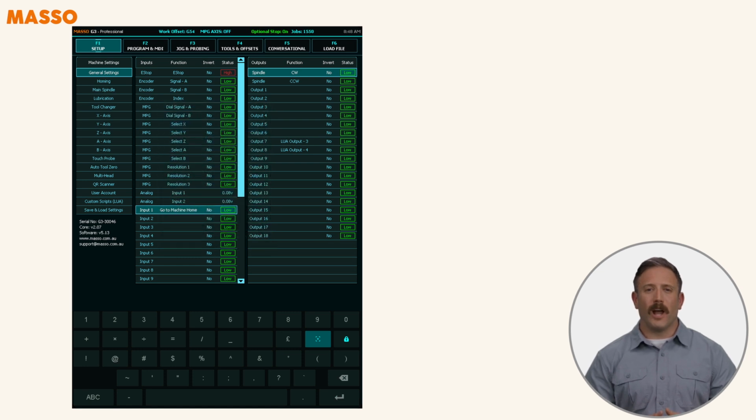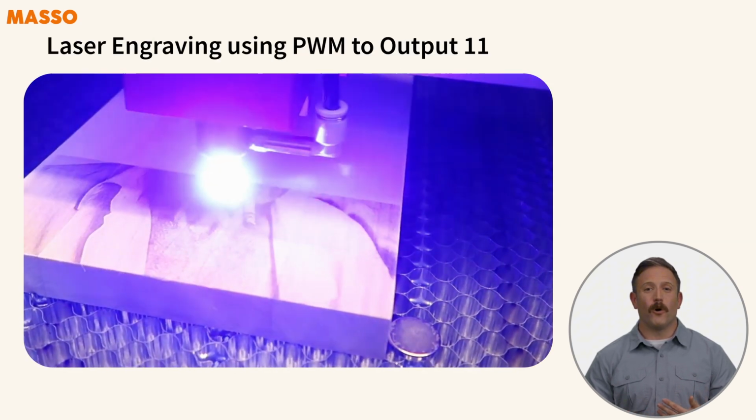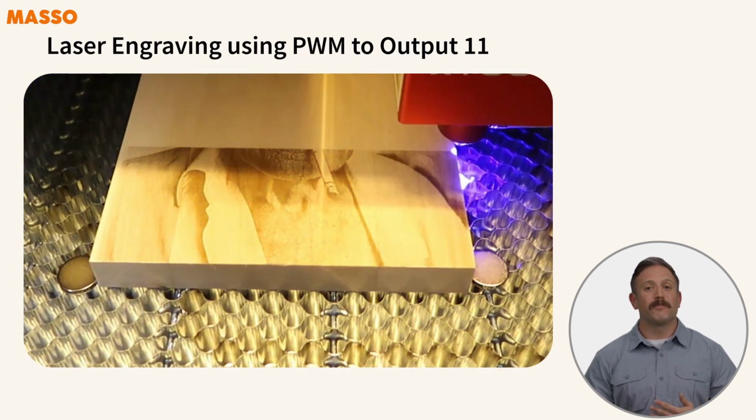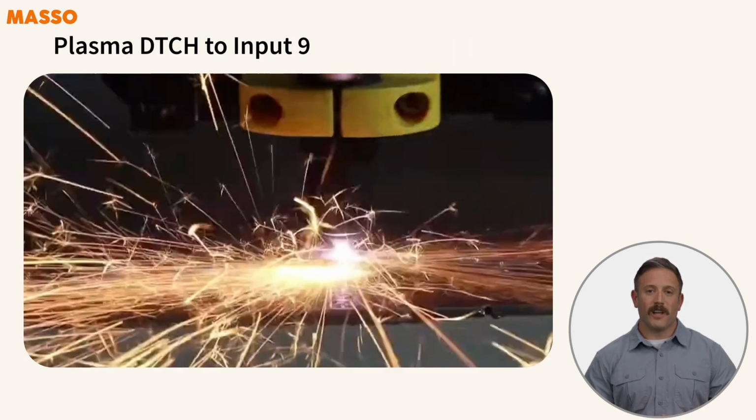If an input or output needs to be inverted, select it and press the spacebar to invert its state. On MASSO Touch, the spacebar is available on screen, and inputs and outputs can be selected by tapping the display. Most inputs and outputs can be assigned freely, with two important exceptions. Laser engraving using PWM can only be assigned to output 11. Plasma DTHC can only be assigned to input 9.